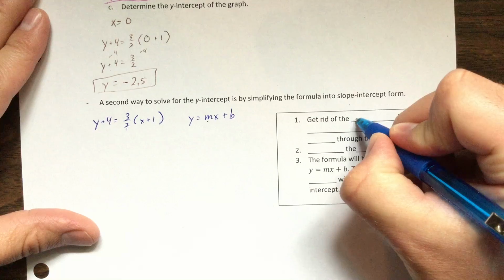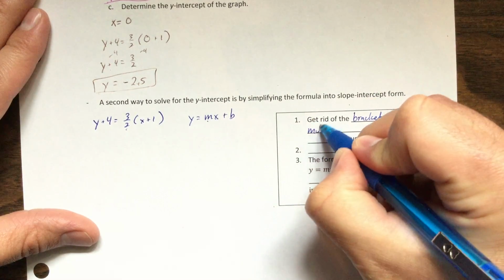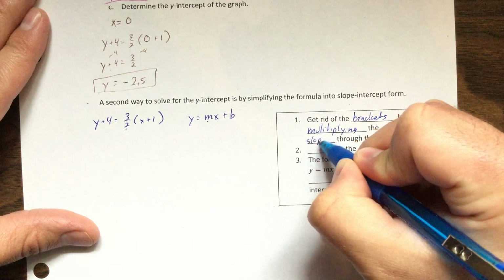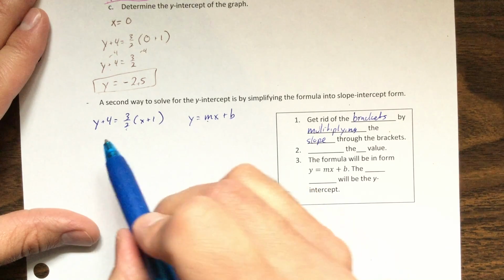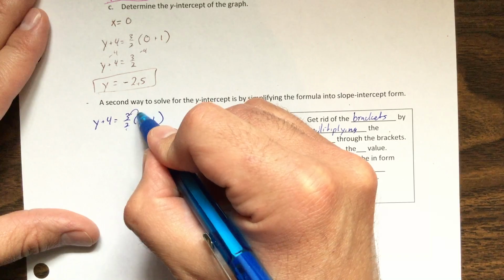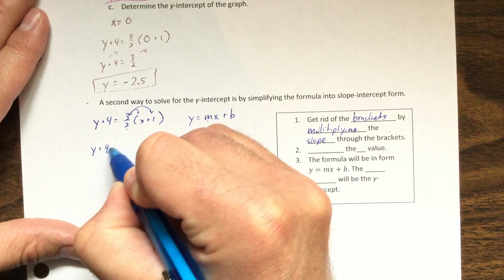So the first thing we're going to do is get rid of the brackets by multiplying the slope through the brackets. So that's what we're going to do right here. We're going to take this slope, and like we did in polynomials, multiply it through the brackets. This side's going to stay exactly the same.